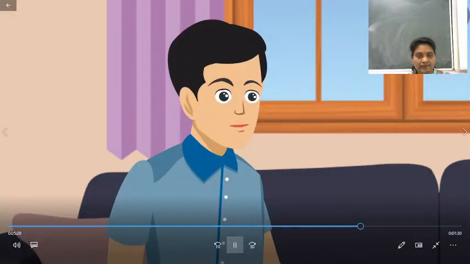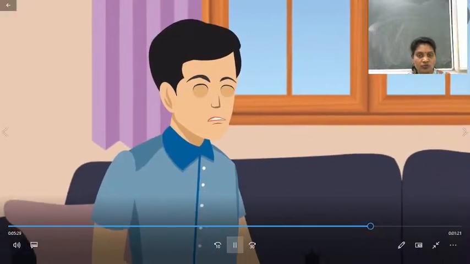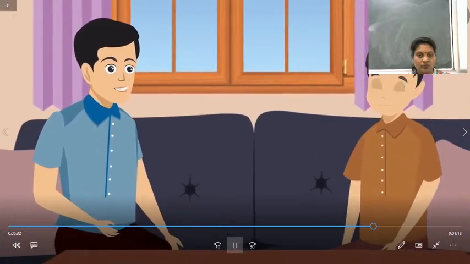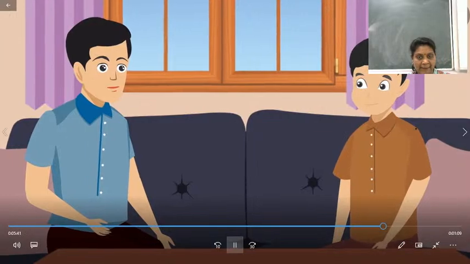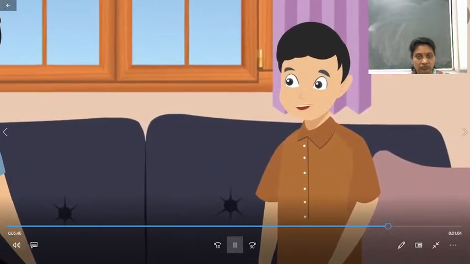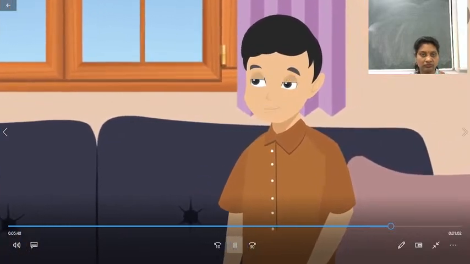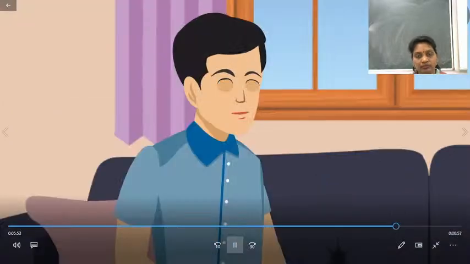Yes, I heard in TV news that the pollution level of cities like Delhi and Lucknow often rises, in which carbon dioxide is the main component, due to which people struggle to breathe and can only see up to short distances. In winters, fog limits the visibility even more because of this. Absolutely correct. When we travel up towards the sky, the quantity of oxygen and air decreases with height, due to which breathing is tougher on high mountains.